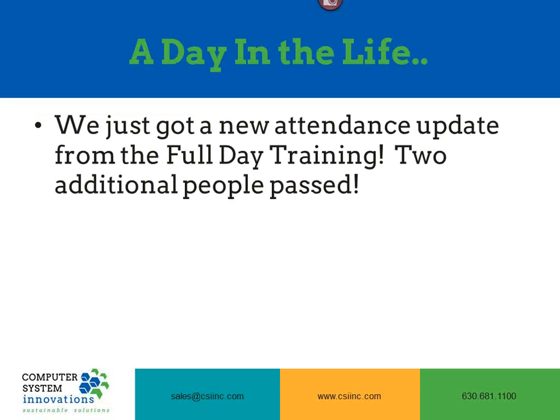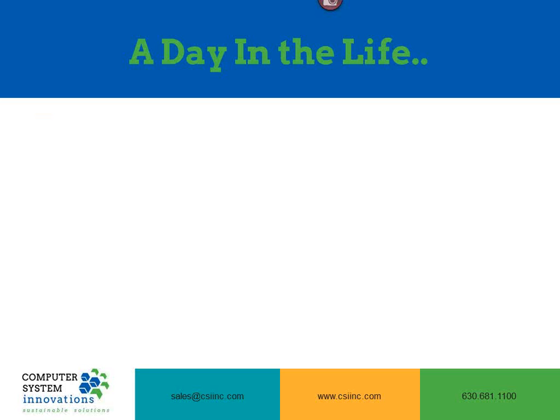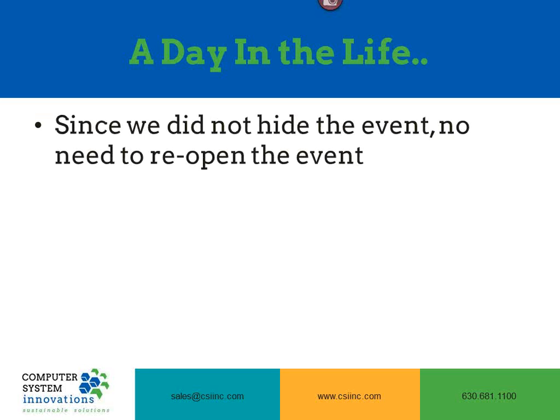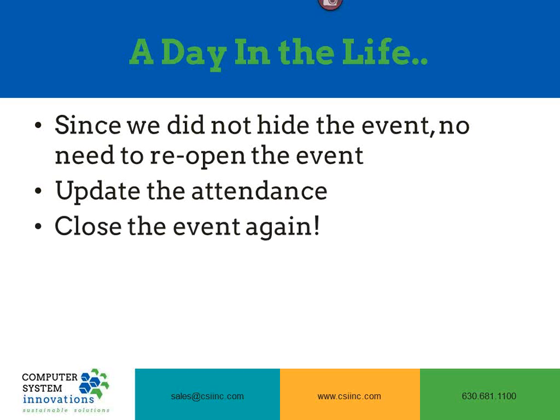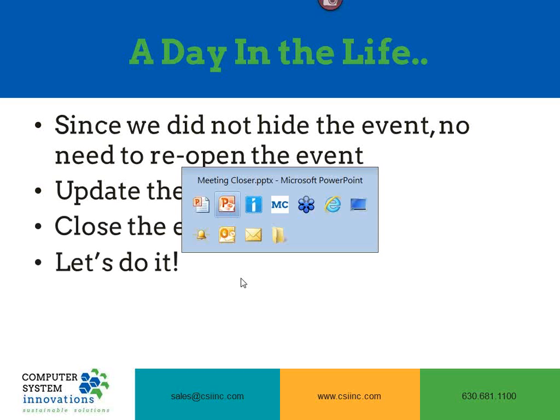But all of a sudden, I just get 2 more tests in place. I've got 2 more people that have gone and taken the test, or they've submitted their test results, and I need to update the CEUs. So let's go ahead and open the meeting again. When I say open, I'm going to open in iMIS. I didn't hide it, so it's right there. I'm just going to double-click on it. I'm going to update the attendance. I'm going to close the event again. All right, so let's go and do that.